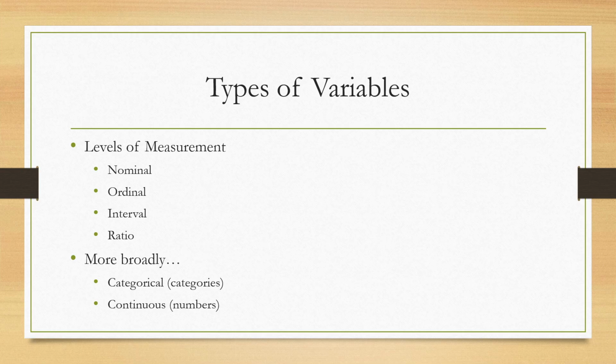I apologize for digressing. More broadly, again, we have categorical variables, which are the categories. Nominal is the type of variable you're thinking of: favorite color, favorite pizza topping, favorite superhero. And continuous tend to be our numerical data. And we tend to talk about categorical and continuous variables more than we talk about the specific levels of measurement.